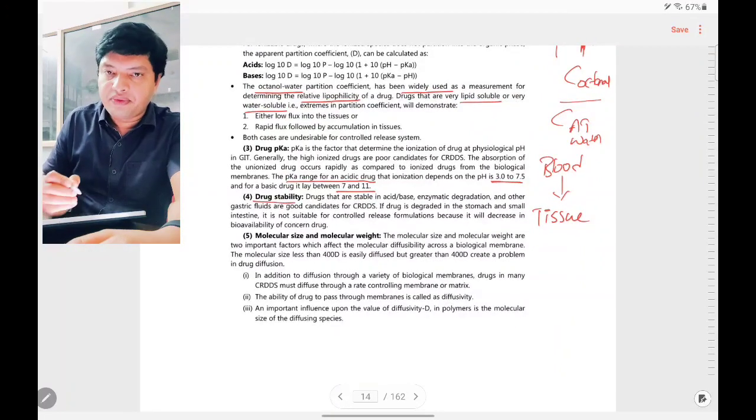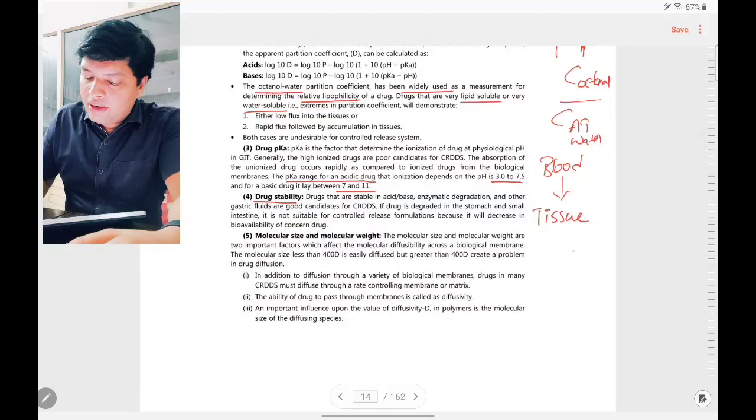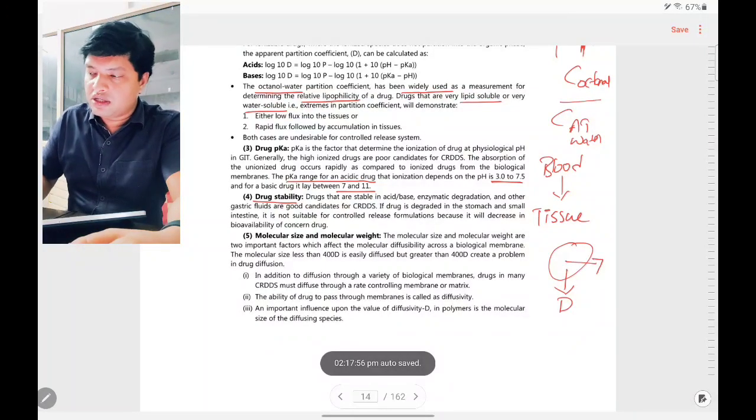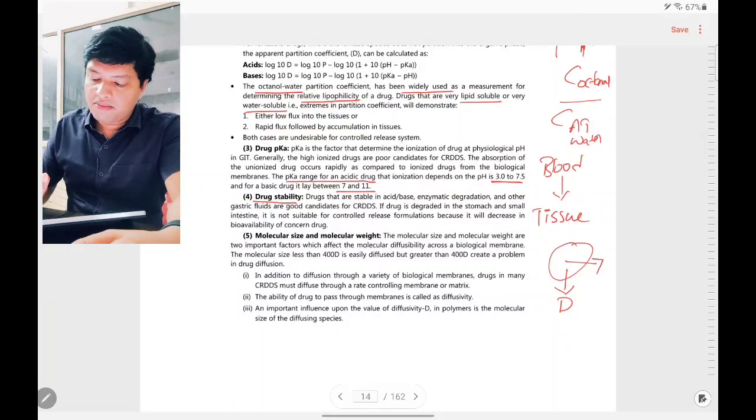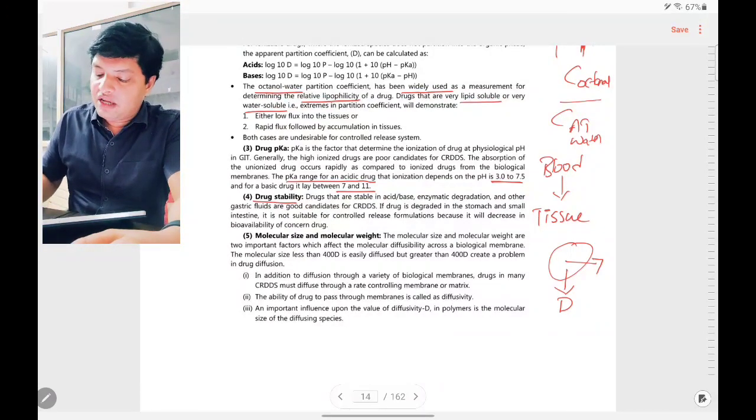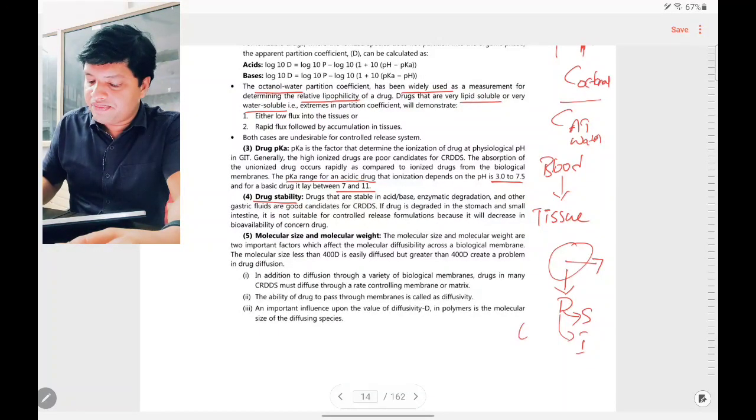Then drug stability. Now I told I can only control the release of drug from the dosage form. When the drug is going to come out from the dosage form, there are enzymes in stomach as well as intestine. If this drug is reacting with the enzymes.